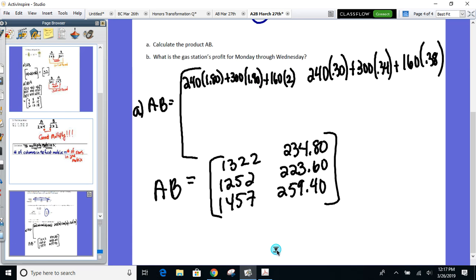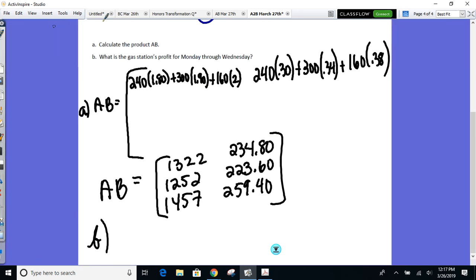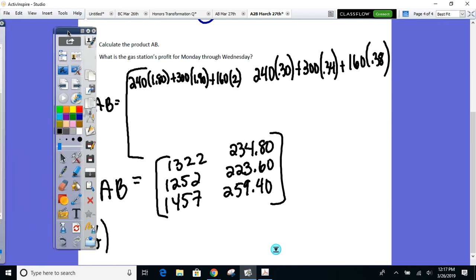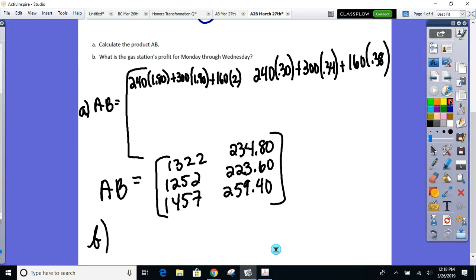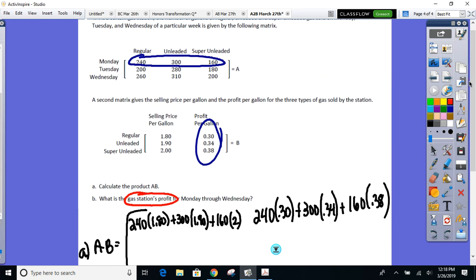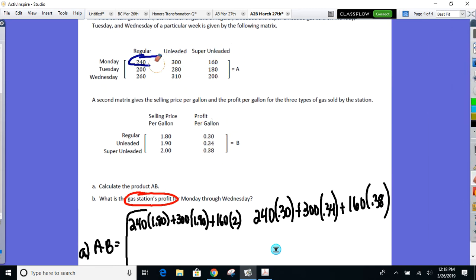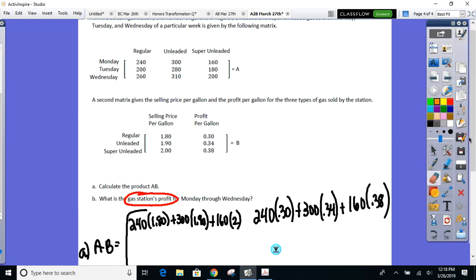Now we actually have to answer a question using that matrix. What's the gas station's profit from Monday through Wednesday? All right, Monday through Wednesday, what's the profit? Okay, biggest thing I'm looking for here, gas station's profit. Go back to your two matrices. If you don't have writing all over the place, go ahead. Where is the profit? Which matrix and which row or column represented profit?